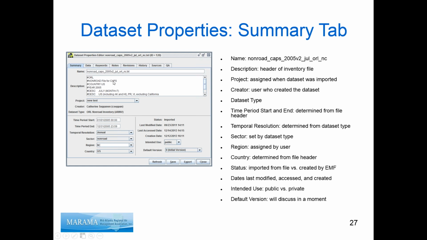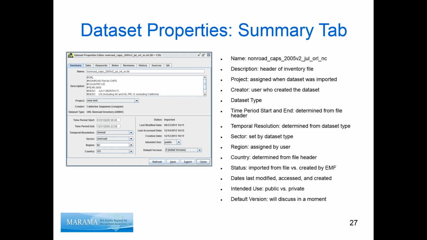Every data set also has a description. And when the files are first imported, anything that's the header of the data files, which is usually things that start with a pound sign, those automatically get put into the description field. You can also edit the description field to have more information in it.